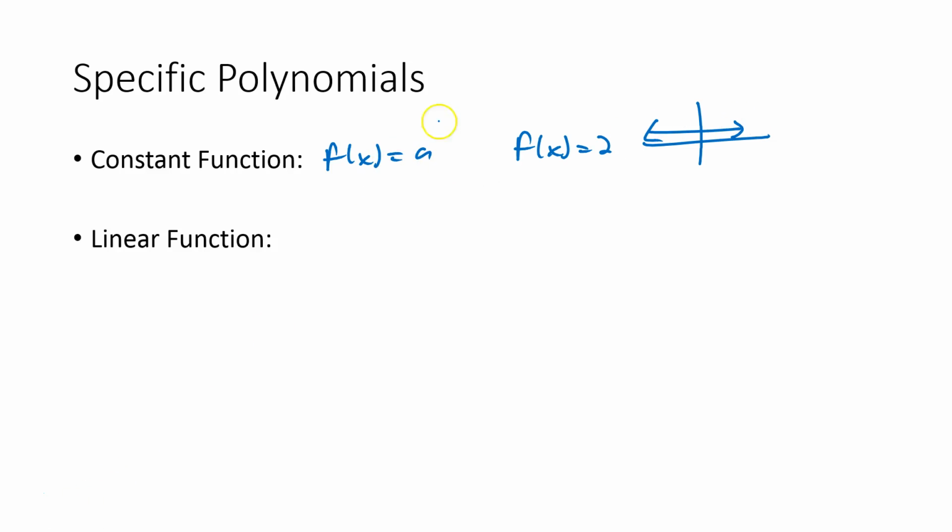Now, the book does make a beef about the a being 0. If you have f of x equals 0, they actually call that the 0 function. So that's right at the x-axis here. They say that it's like a special case of a constant function, so just worth noting.